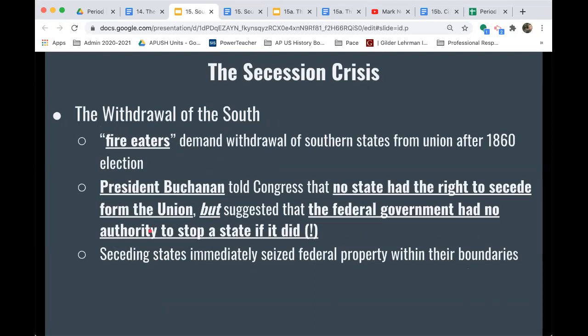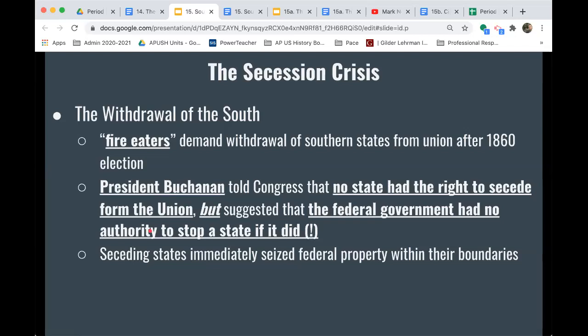Now, Buchanan tells Congress that no state has the right to secede from the Union, right? This is not a legal thing the Southern states are doing. But he also suggests that the federal government has no authority to stop a state if it did, which is a weird way to talk out of both sides of your mouth and try to argue that both groups should just kind of let the South go.